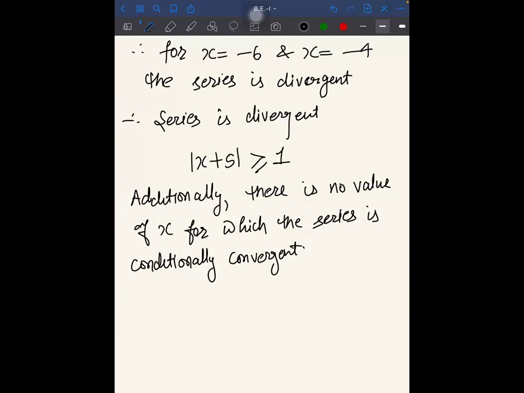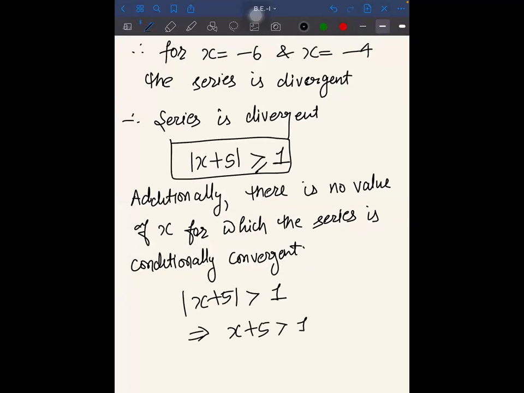Is it okay? Are you with me on this? Sir, how is x plus 5 greater than or equal to 1? See, we know that the series is divergent for mod x plus 5 greater than 1. That means x plus 5 is greater than 1 or x plus 5 is less than minus 1. So x should be greater than minus 4 or x should be less than minus 6.